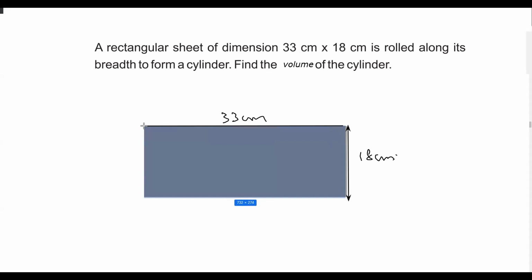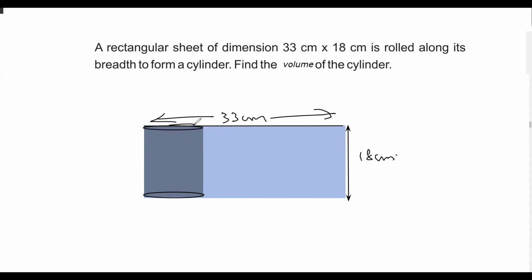So this was its original, and when it is rolled like this, it keeps the shape of a cylinder. Now you can figure out from the diagram that whatever was earlier the length now has taken the shape of the circumference of the base. The base is in the shape of a circle, so the circumference will be 2 pi r is 33. And whatever was its width is now taking the shape of its height.